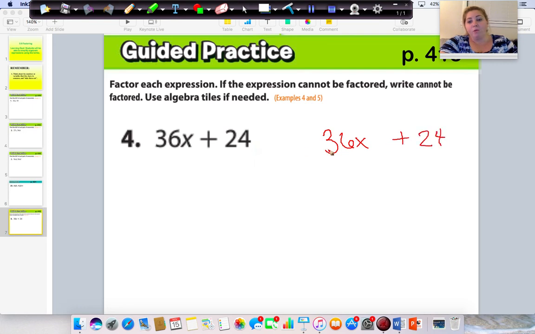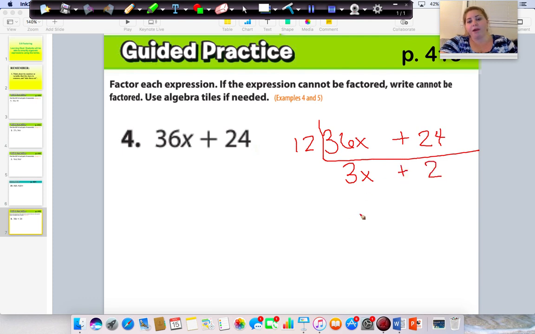We're going to do the same thing we've been doing, the birthday cake method. I know that 2 goes into both of these. Some of you know that 4 goes into both of these, and some of you know that 12 even goes into both of these. So whatever is easiest for you to start with, you can. Since now I've said it, we know that 12 goes into both of those. This one does not have a variable, so we're just going to take out 12. 12 times 3x gives me 36x, and 12 times 2 gives me 24.